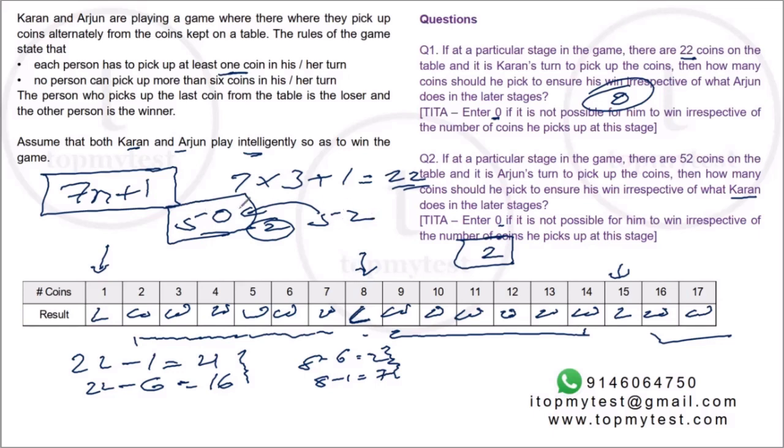Pick 2, put Karan at 50, and this sort of protracted game continues, but eventually Karan will be faced with 1 and he will lose.